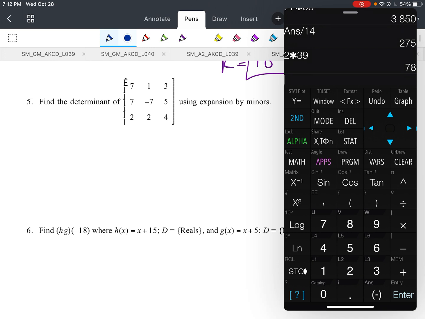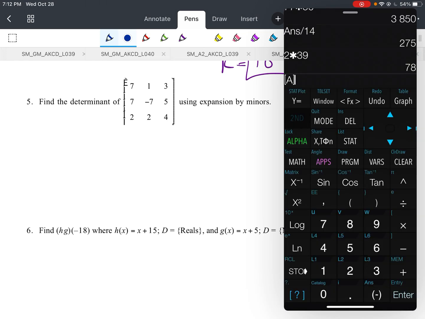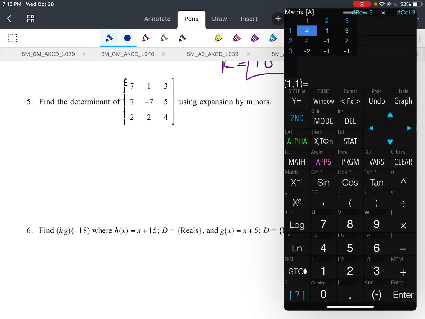We're going to find the determinant. So go to matrix in your calculator. It's a 3 by 3. Oops, I've got to go to matrix, edit. Now I'll edit matrix A and just type your numbers in there. So this would be 7, enter. 1, enter. 3, enter. 7, enter. -7, enter. 5, enter. 2, enter. 2, enter. 4, enter.